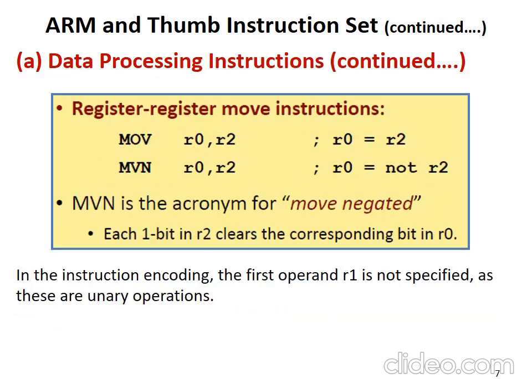Next, in data processing instructions, the register to register move instruction. Here the contents of one register is moved to another register. MOV R0 R2. Here the contents of the R2 register is copied to R0. MVN stands for move negate. MVN R0 R2. Here the R0 register is loaded with NOT of R2. Each one bit in R2 clears the corresponding bit in R0.